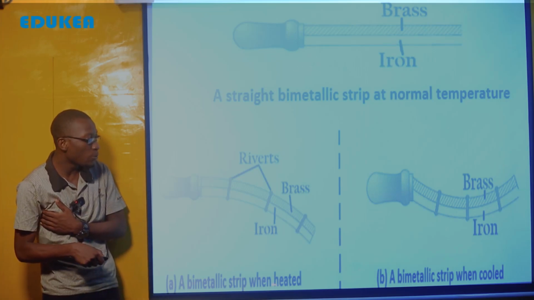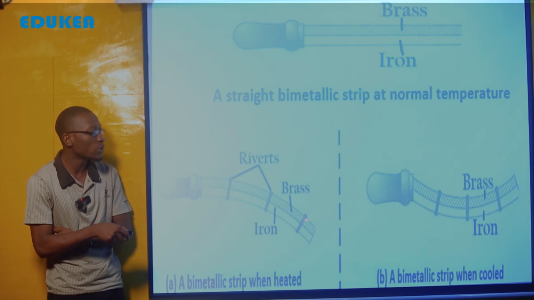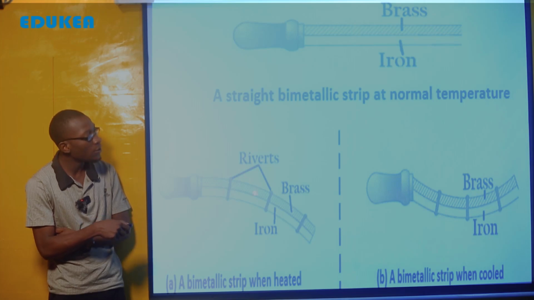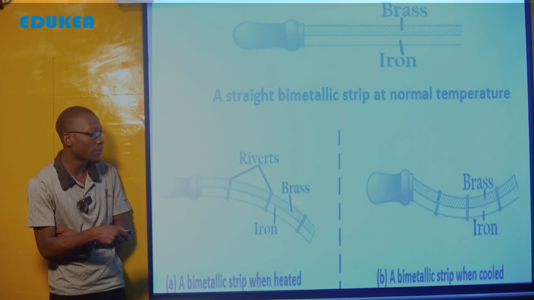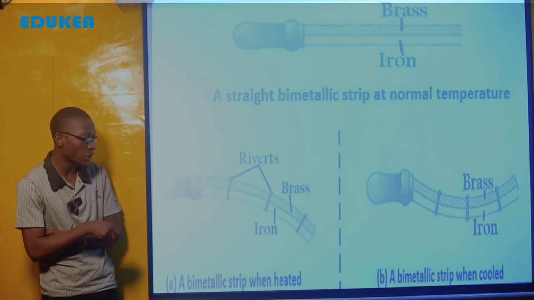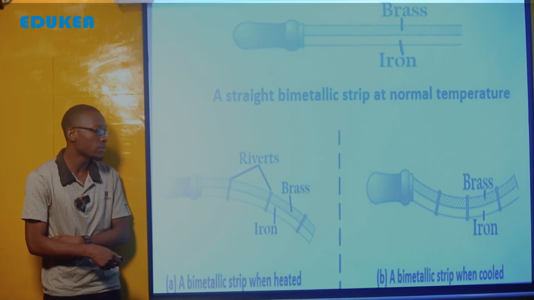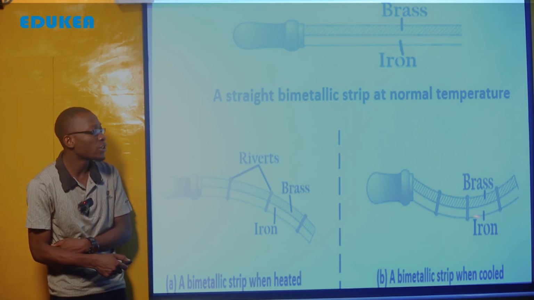Bimetallic strip when heated: when it is heated, the bimetallic strip tends to bend. This bending is what we call increase in length. So it bends like this, whereby this is a rivet, this is the brass material, this is the iron. So this brass material tends to make the iron bend when the metallic strip is heated. And when the metallic strip is cooled, the iron tends to bend like this.